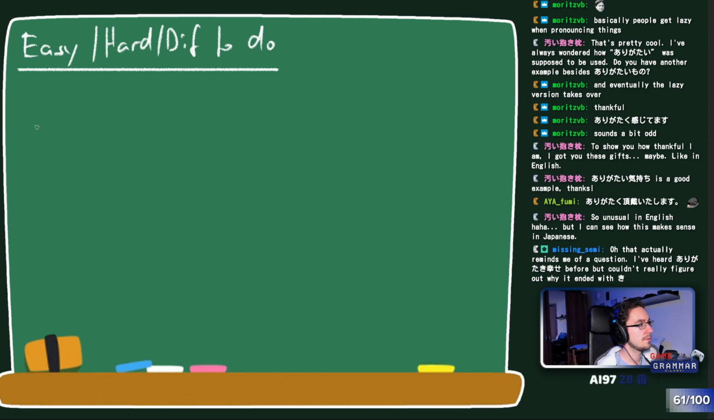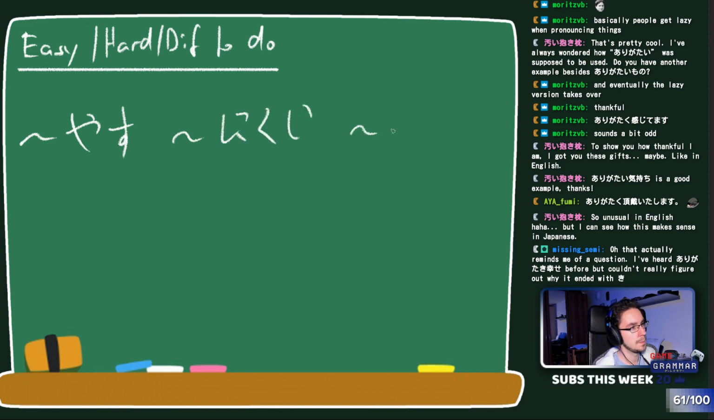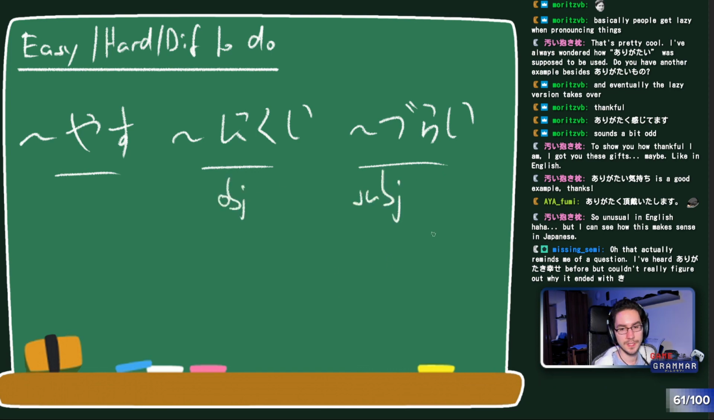First, I just want to say real quick what we talked about. We have yasui, which means easy. We have nikui, which means difficult, more objectively. And we have zurai, which is difficult but more subjectively difficult. So yasui for easy, nikui for difficult, zurai for difficult. This one's more objective, this one's more subjective. That's basically it. These attach to the masu stem, and that's how you can phrase how something is either difficult or easy to do for you.